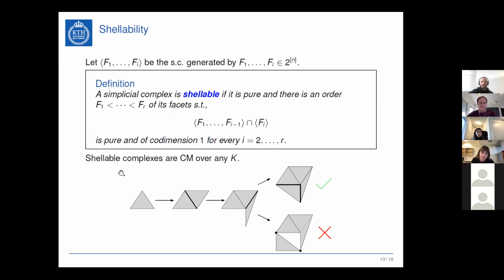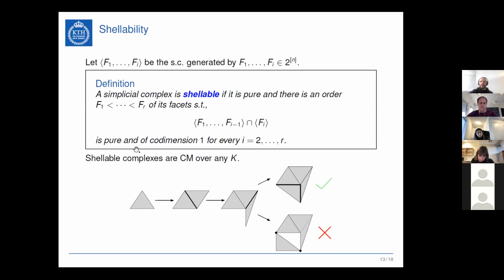Sorry. So here's a picture. I'm going to start with a triangle. I attach a second, a third one, and you can see that the intersection between the new and the old triangles is this black edge. And again, this black edge. So this is codimension 1 and pure. So we are doing fine. And then here I make two choices. If I attach this triangle in this way, then the intersection is still pure and codimension 1. So I am still shellable. This is a shellable complex. But if I attach the triangle in this other way, then the intersection is two disjoint points. So it is pure, but it's not of codimension 1. So this is not shellable.